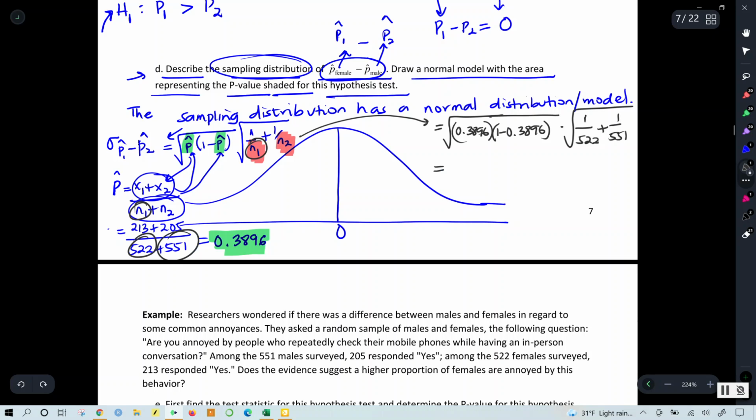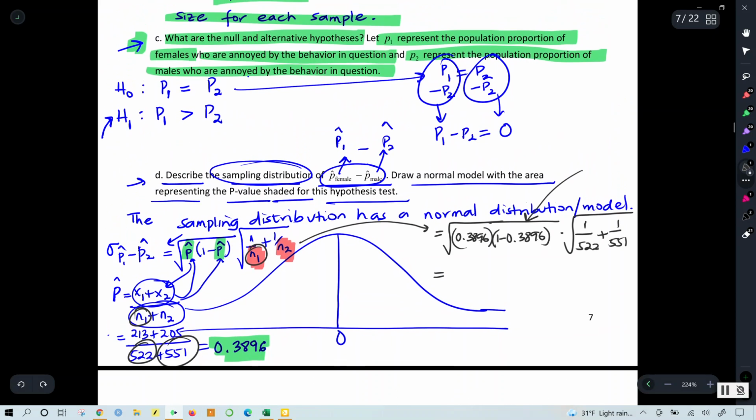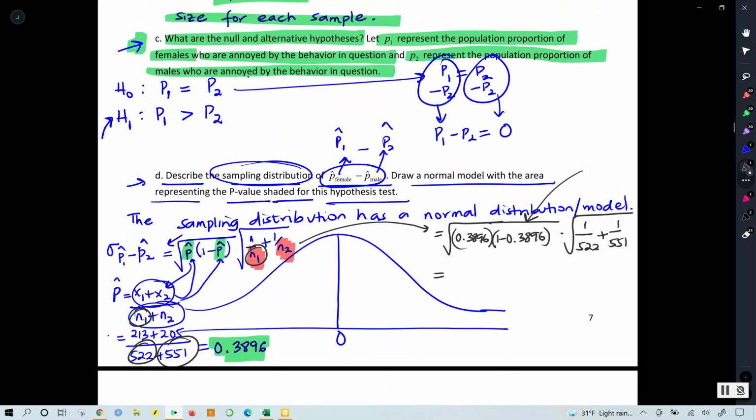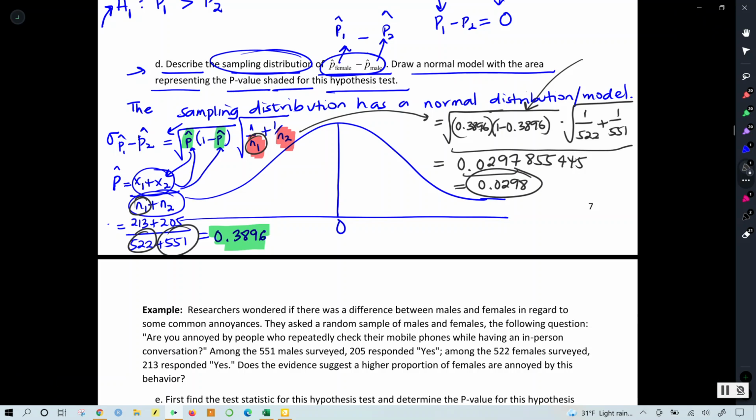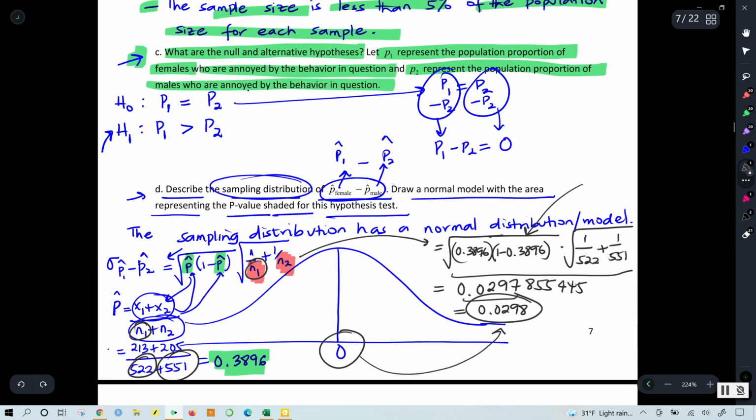Please be careful while working on this. Do not throw the whole bunch into the calculator at once. It will give you errors, more likely than not. If this computation is well done, you will certainly get 0.029785545. It suffices to take it to just about 4 decimal places, 0.0298. That works. So, in this case, what we have is a mean of 0 and a standard deviation of 0.0298.